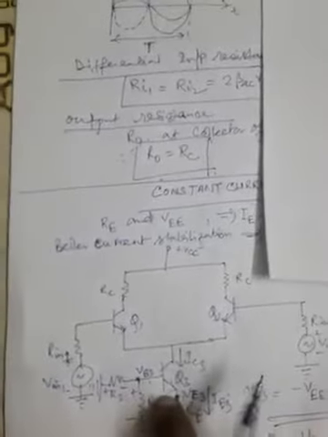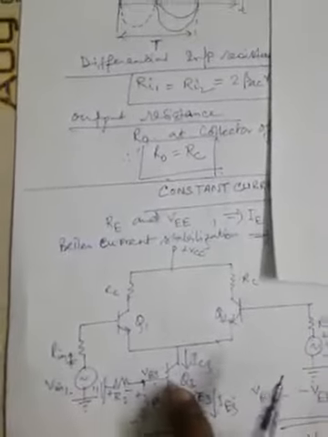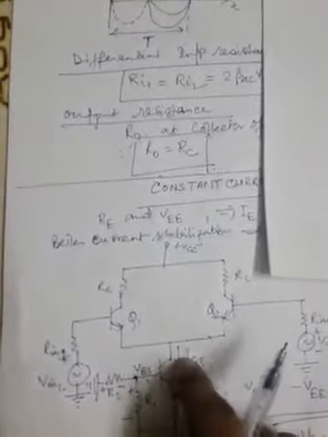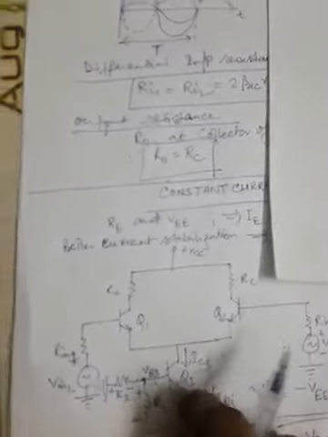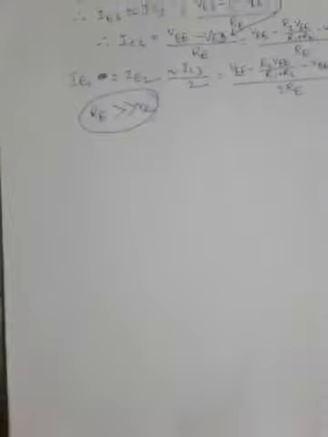this constant current bias by Q3 will not only provide the constant emitter current to Q1 and Q2, but also it will be providing very high source resistance, because this Q3 will be acting as a constant current source with very high source resistance in case of AC analysis.